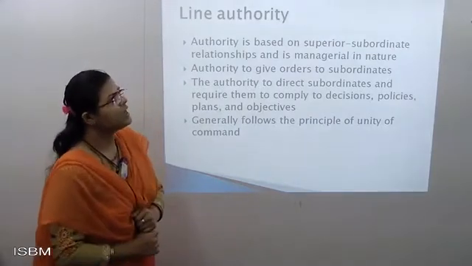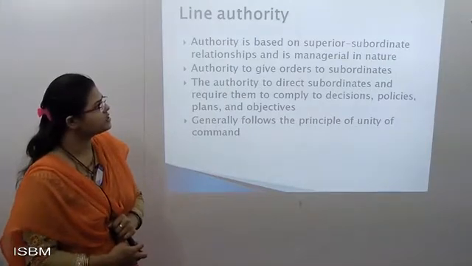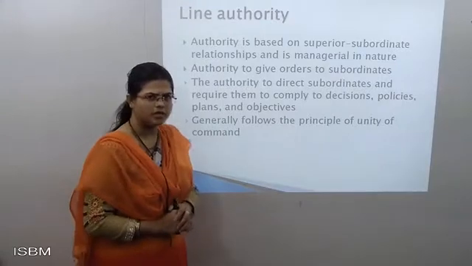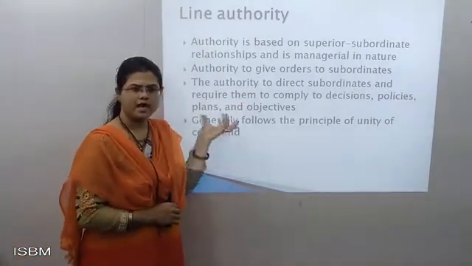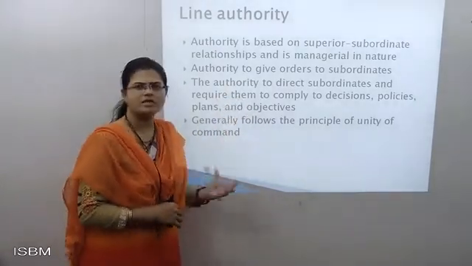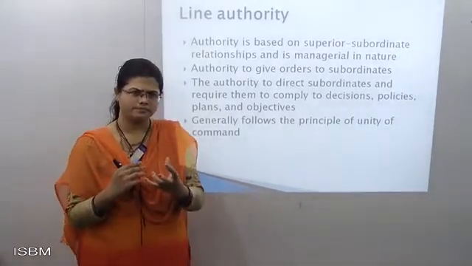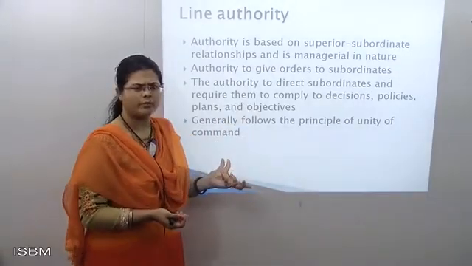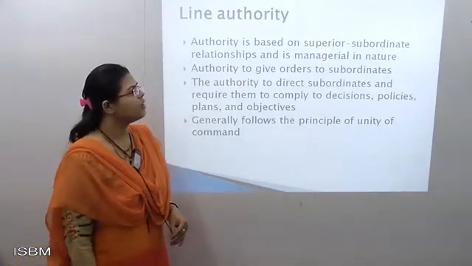So first, line authority is based on the superior and subordinate relationship, and it's managerial in nature. It's one type of managerial way where you're performing your duty with the help of superior and subordinates, and with their help the authorities are passed. Once the authorities are passed, the relationship changes. The way of communication level, the way of organizing level has changed, because you are organizing the work according to that way. So here, authorities have been passed. Next, authority is to give orders to the subordinates.